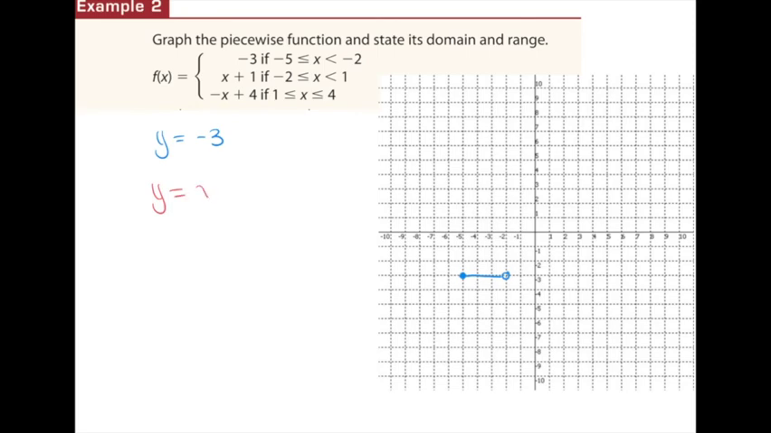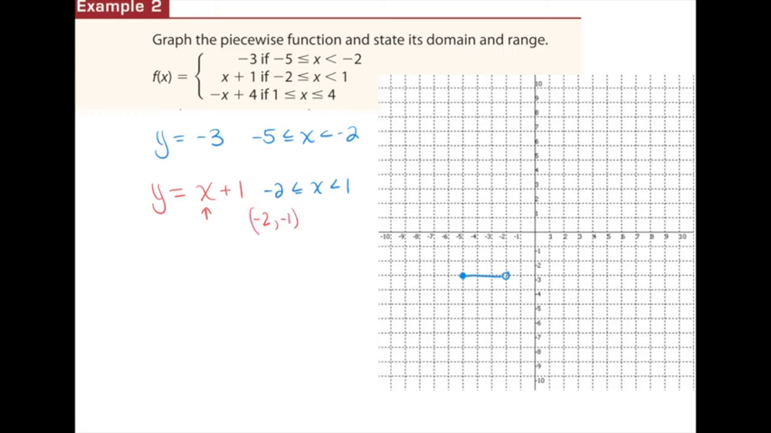My second piece is a different line. Y equals x plus 1. For the first piece, from negative 5 to negative 2, my y value was always negative 3. But now I'm going to go from negative 2 to positive 1, so I have to figure out what my y value is. My y value at negative 2 is what happens when I plug it in. Negative 2 plus 1. What's my y value there? Negative 1. That's my 1 point.